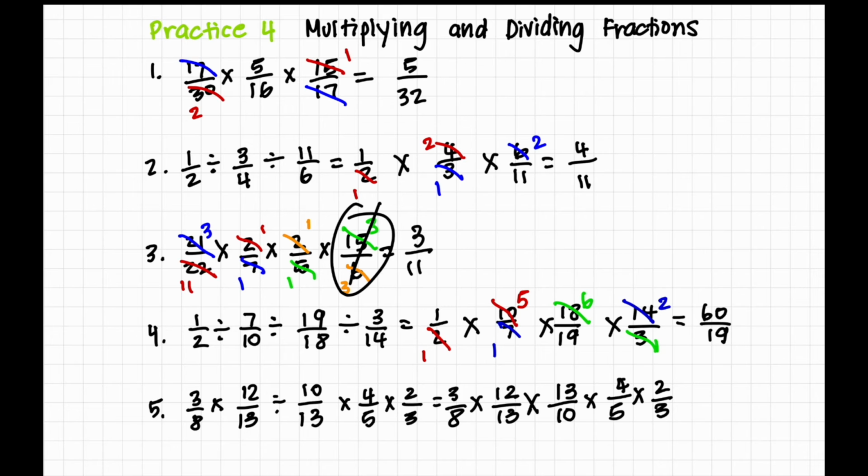So right off the bat, I can see 13 and 13. And as we talked about earlier, top and bottom being the same is just equal to 1, right? So I'll cross those out. And then what do you see?